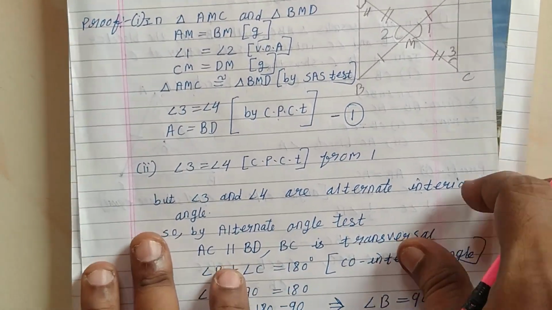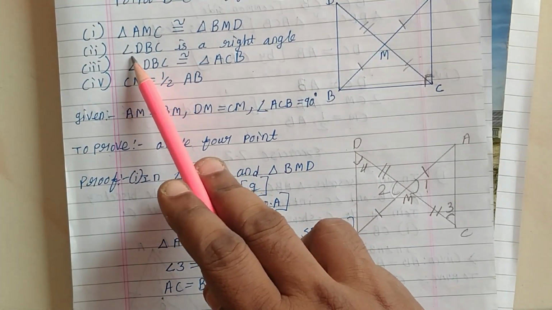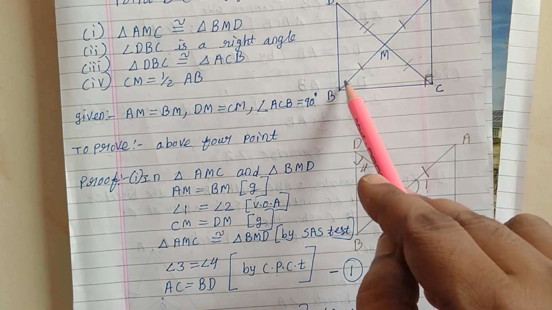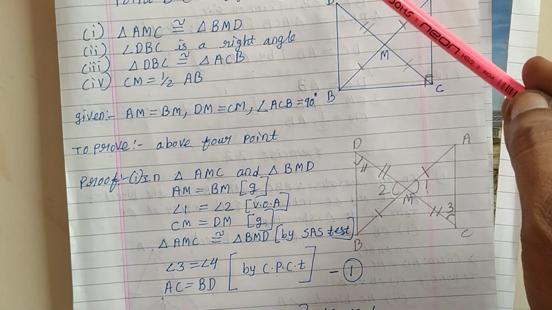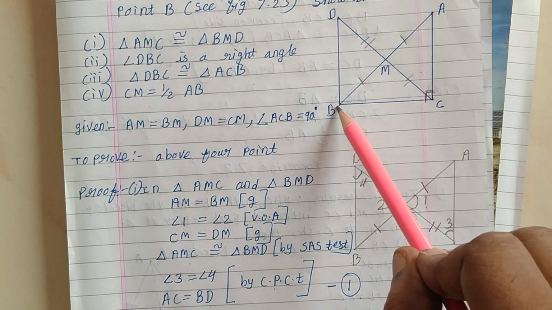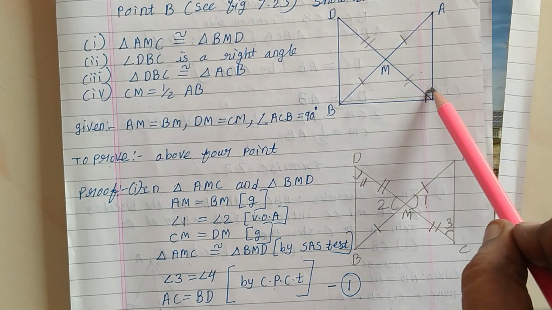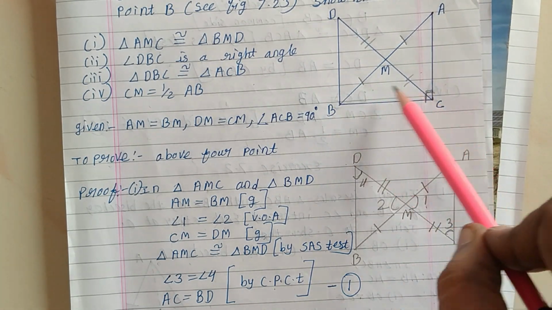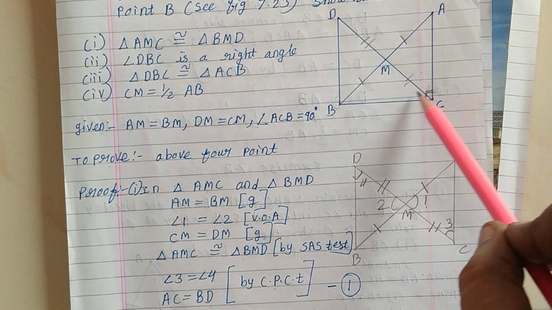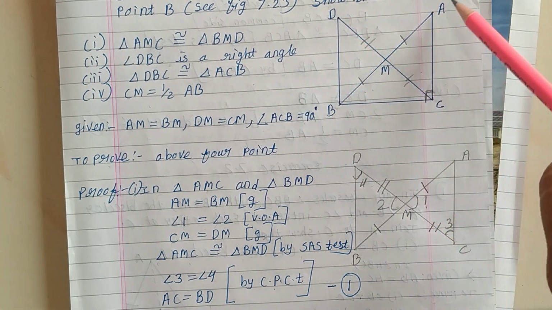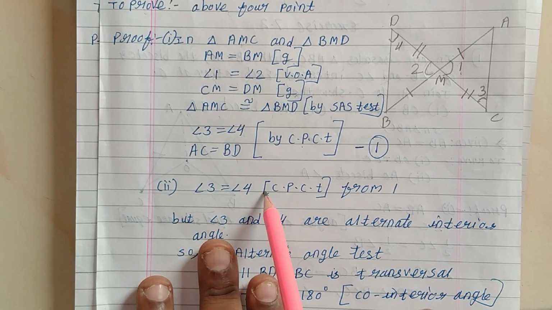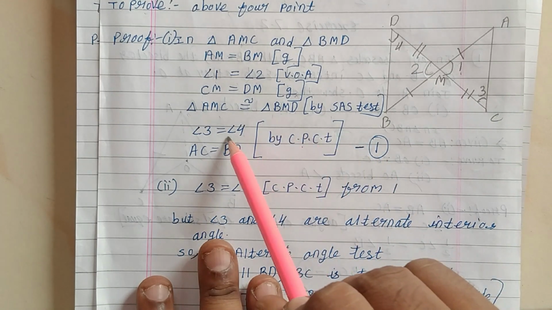Now the next point, that is the second one, where we have to show angle DBC is a right angle. We already know ACB is a right angle. We have to show DBC is also a right angle. So what we will do, we will show these two lines DB and AC as parallel, and if they are parallel, BC will become transversal. So angle B plus angle C will become 180 because co-interior angles, or interior angles on the same side of transversal. So we will use that concept. Before that we have to show DB should be parallel to AC. For that I have to use this point, angle 3 equal to angle 4, CPCT from 1.